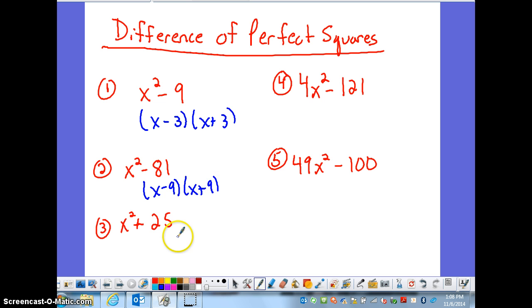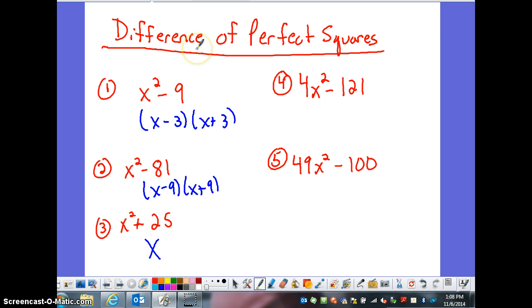Number 3, you can't do this. All right, you cannot do this. This one is done. You can't factor that because this is a plus sign. Again, it has to be a difference. So it has to be a minus sign for perfect squares.